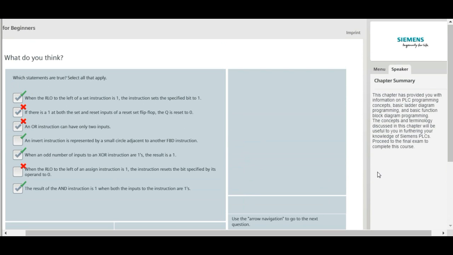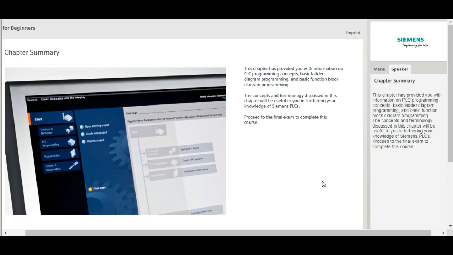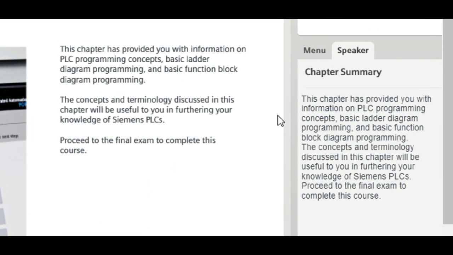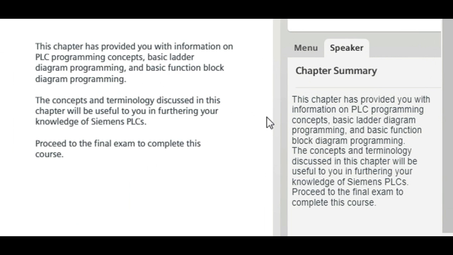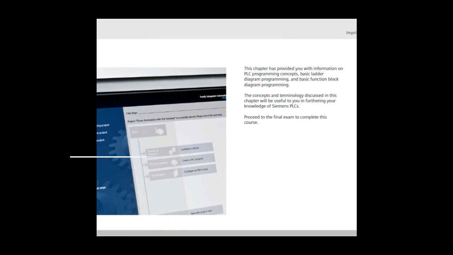This chapter has provided you with information on PLC programming concepts, basic ladder diagram programming, and basic function block diagram programming. The concepts and terminology discussed in this chapter will be useful to you in furthering your knowledge of Siemens PLCs.